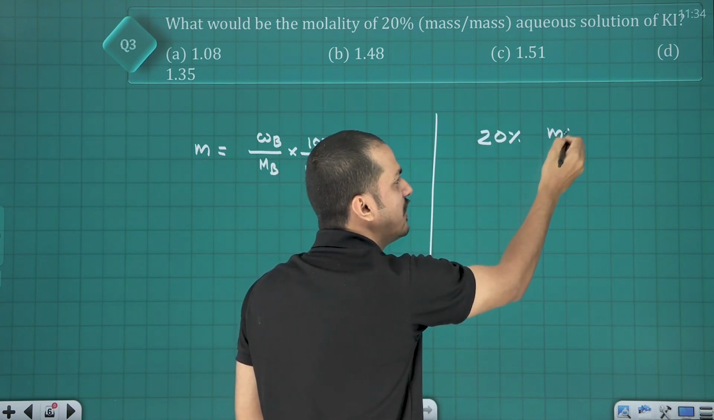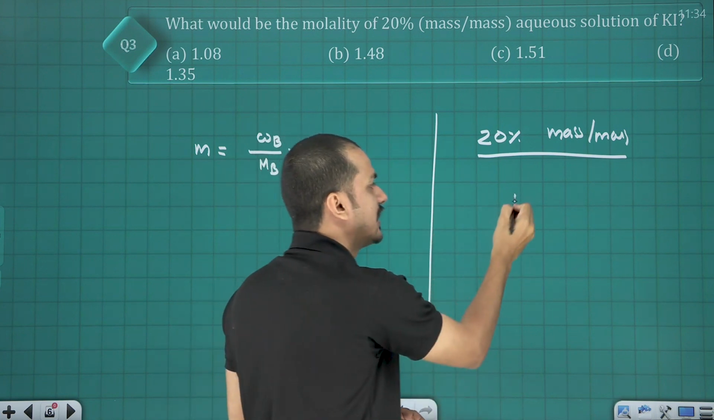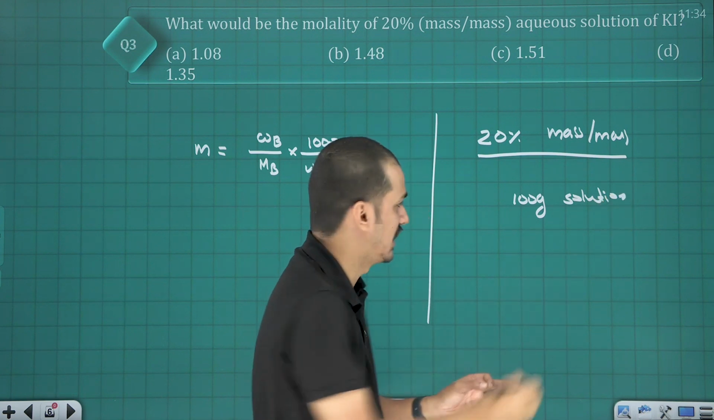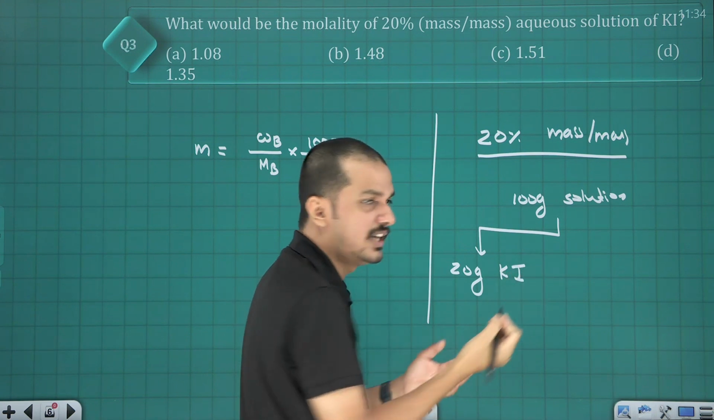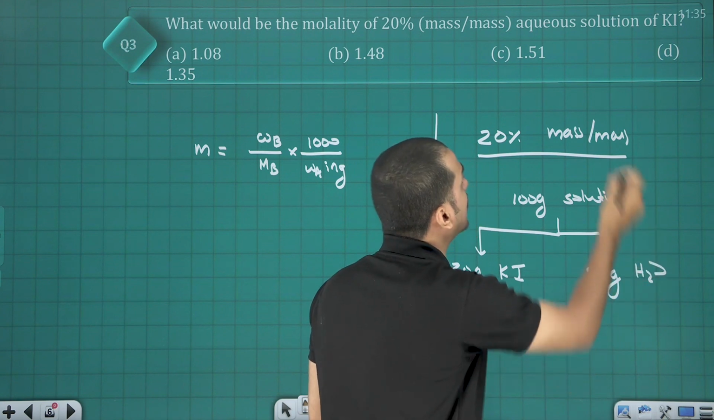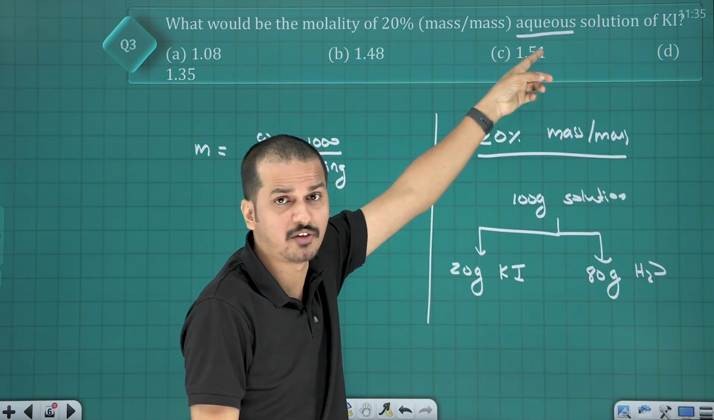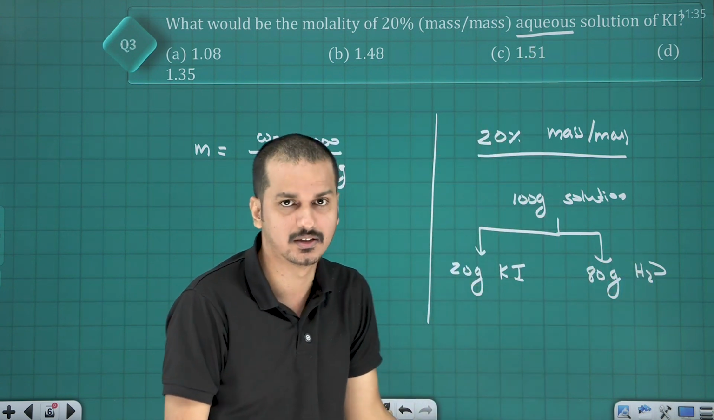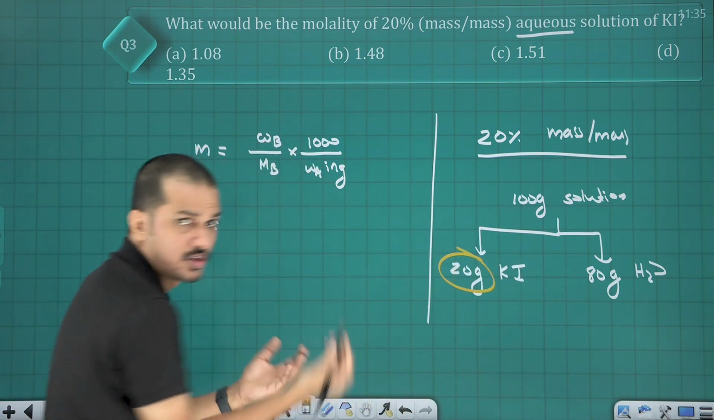20% mass by mass. Okay, mass by mass aqueous solution means, if you take 100 gram of solution, out of that 20 gram is KI and the remaining 80 gram is water. They have already given that information in the question. Aqueous means the solvent is water, so the remaining is water. So we got the idea. Given mass of solute is 20.